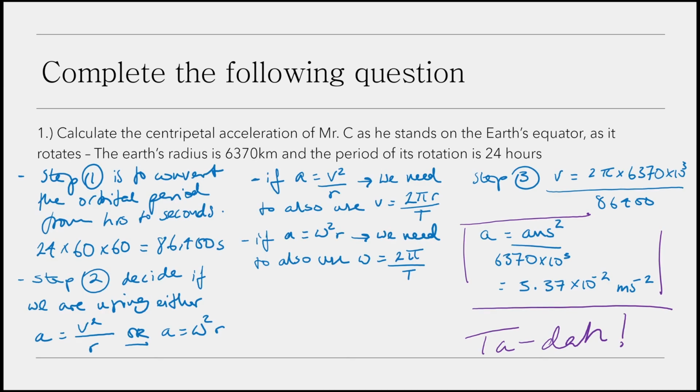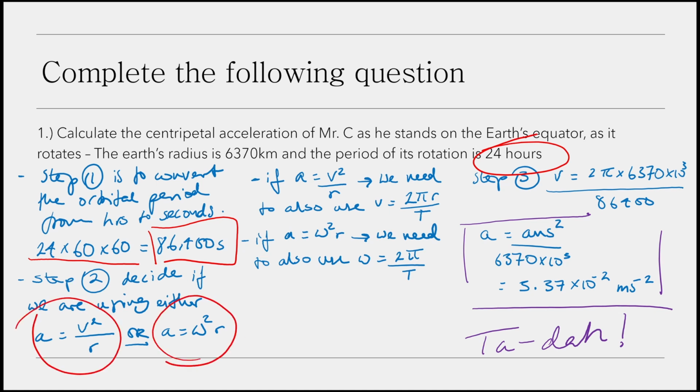Well, the first step is going to be to convert the orbital period from hours into seconds, where we get 86,400 seconds. I'm sure you guys are happy with how to make this conversion. The next step is to effectively decide which method we're using. Are we going to use a equals v squared over r, or are we going to use a equals omega squared r? That's a personal choice at this point.